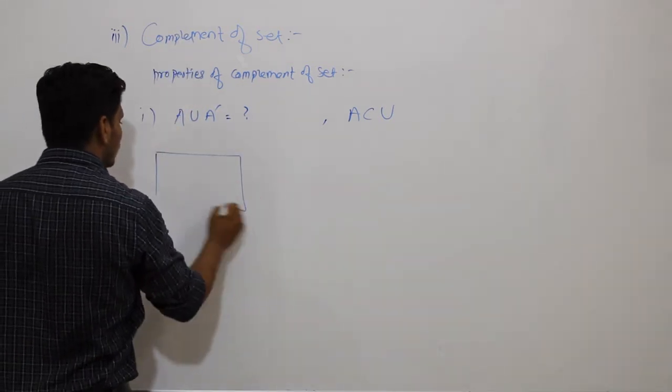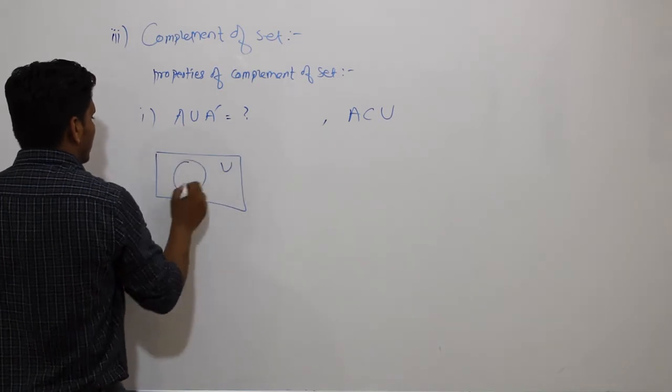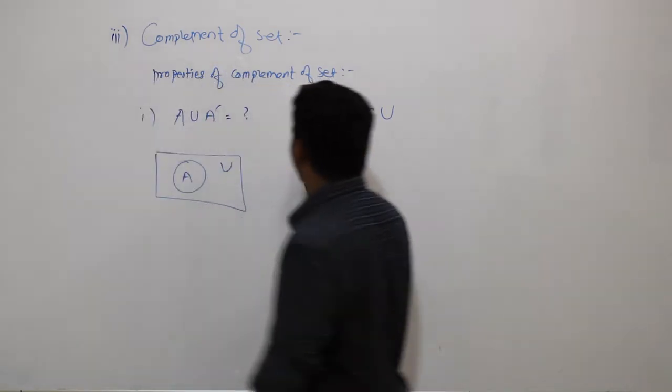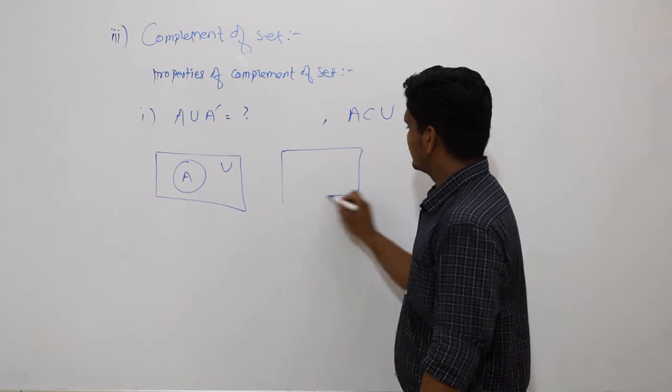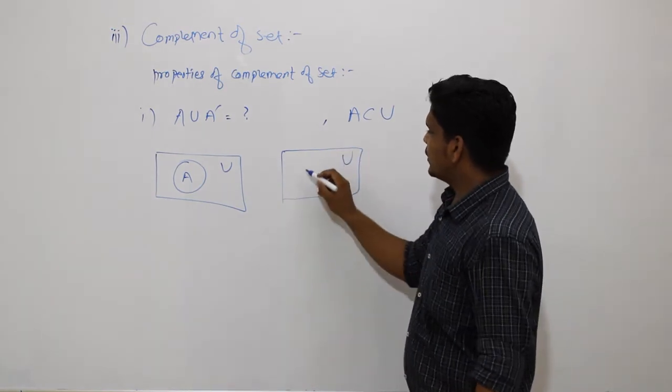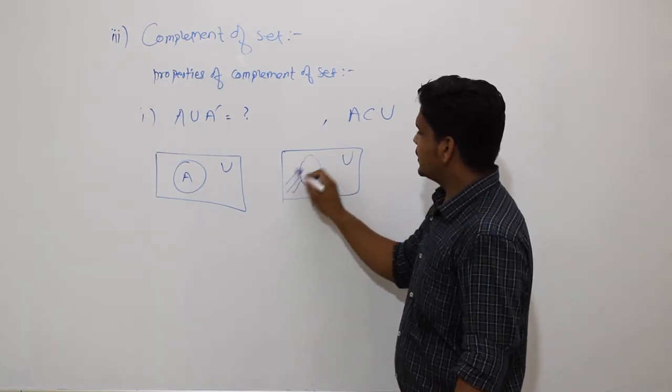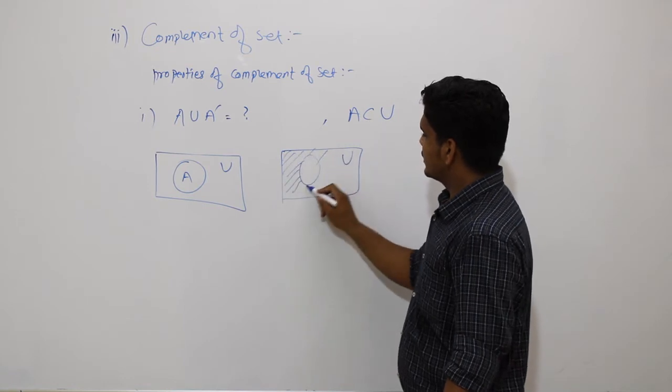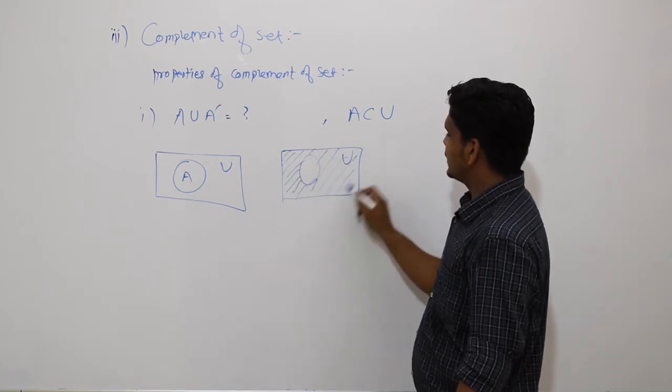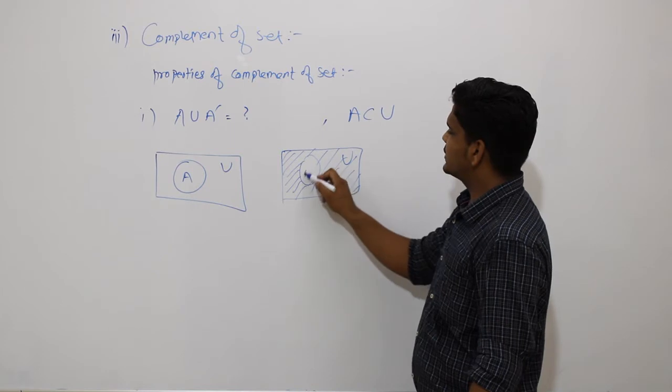Suppose this is my U and this is my A. Then I will take my A dash here. This is U and what will be my A dash? My A dash will be this. This will be my A dash definitely. This is my A dash, this is A.